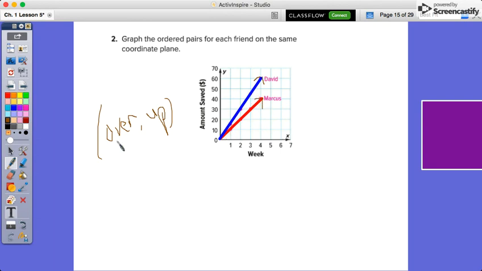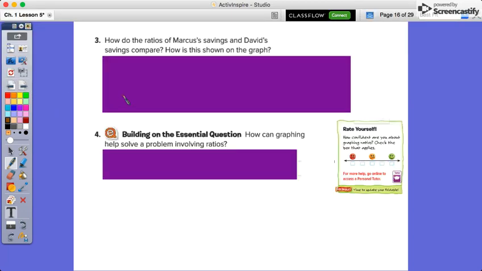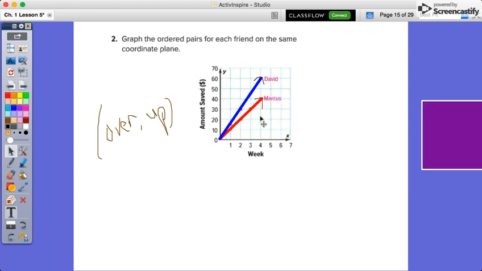So the last part here says, well, how do the ratios of Marcus's savings and David's savings compare? How is that shown on the graph? So essentially it's asking, like, well, how can you tell who makes more money by looking at the graph? Something you always look for on a graph is the steeper line.